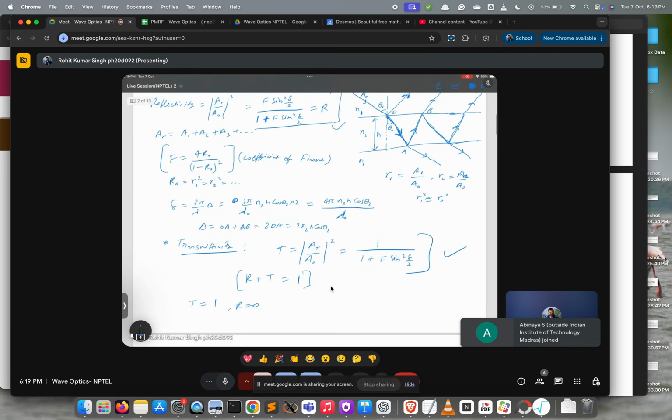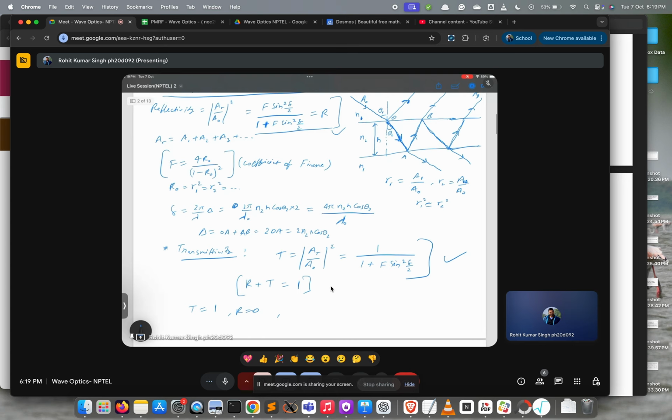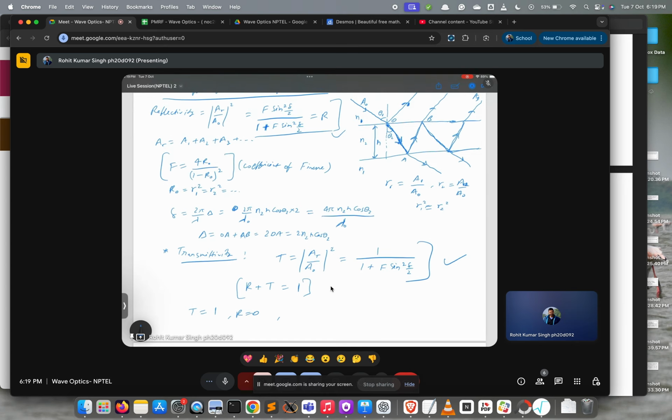So when does that happen? Can you say from this formula? When do you get t equal to 1? Any clue? When delta is 180. Yeah, basically when the phase difference is 0 or 2 pi, so basically 2m pi, right? So that sine theta is just 0, and you get transmittivity equal to 1, right?